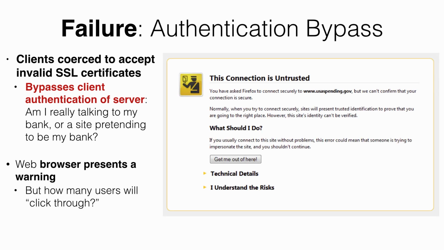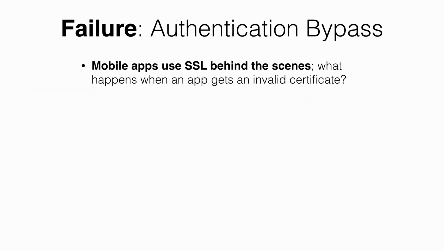Now, if an invalid certificate is presented to a client, a web browser should present a warning. Now, we might wonder how many users will click through this warning, and that's a completely separate question of usability. However, we can also consider the case when the warning is not even shown, and this happens oftentimes with mobile applications that use SSL behind the scenes. That is, they get an invalid certificate and now need to take action. Well, the action they should take is to give the user the opportunity to accept the connection or not, or to take some remedial action.